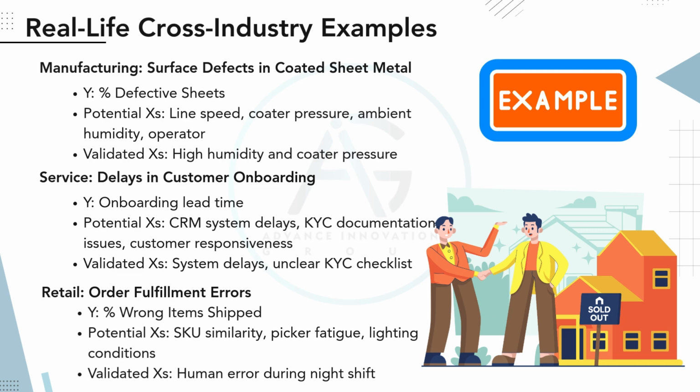Service example. Problem: delays in customer onboarding, Y, onboarding lead time. Potential X's: CRM system delays, KYC documentation issues, customer responsiveness. Validated X's: system delays and unclear KYC checklist were identified as critical causes. Retail example. Problem: order fulfillment errors, Y, percentage of wrong items shipped. Potential X's: SKU similarity, picker fatigue, lighting conditions. Validated X's: human error during the night shift was found to be the main cause.